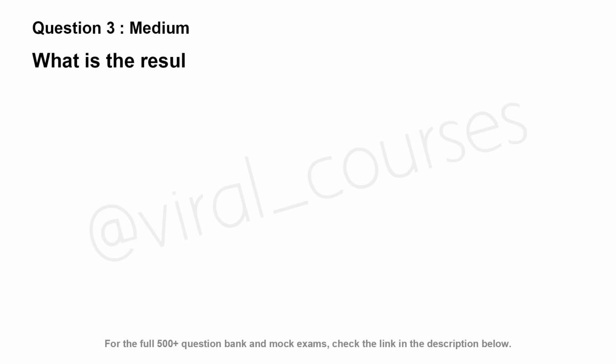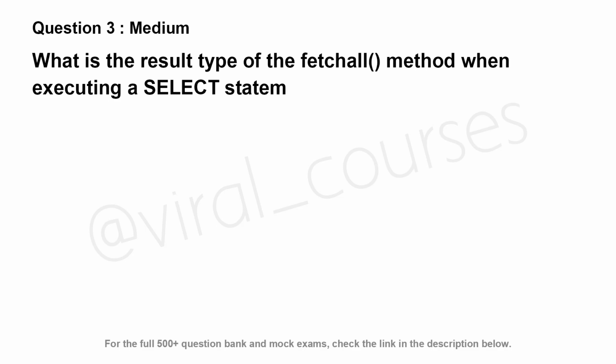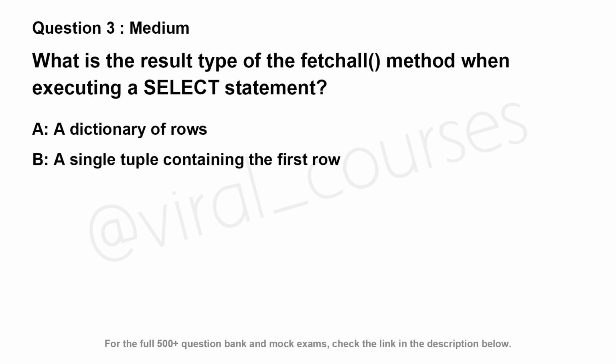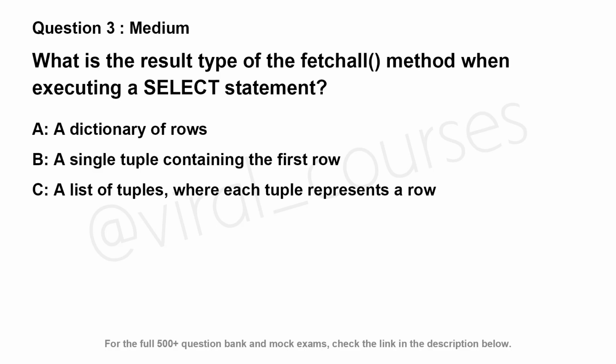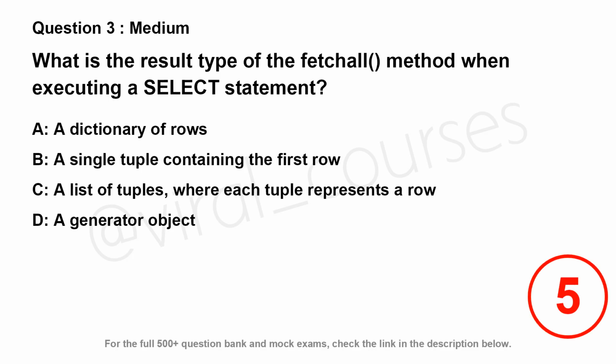What is the result type of the fetchall method when executing a select statement? Option A, a dictionary of rows. Option B, a single tuple containing the first row. Option C, a list of tuples, where each tuple represents a row. Option D, a generator object.